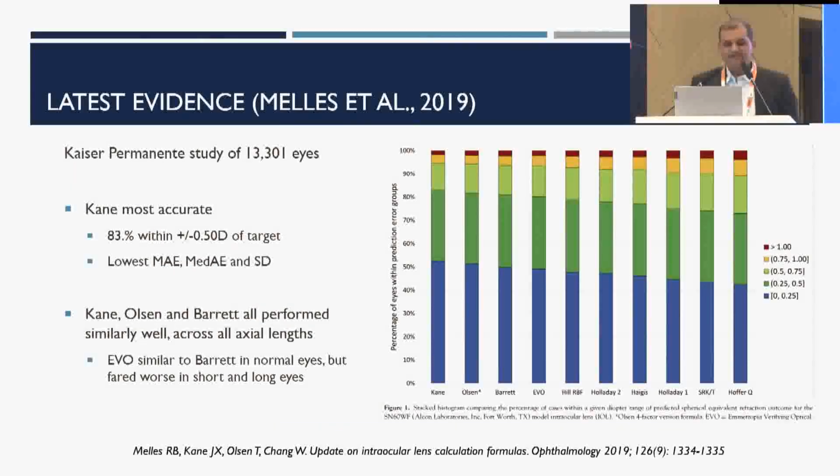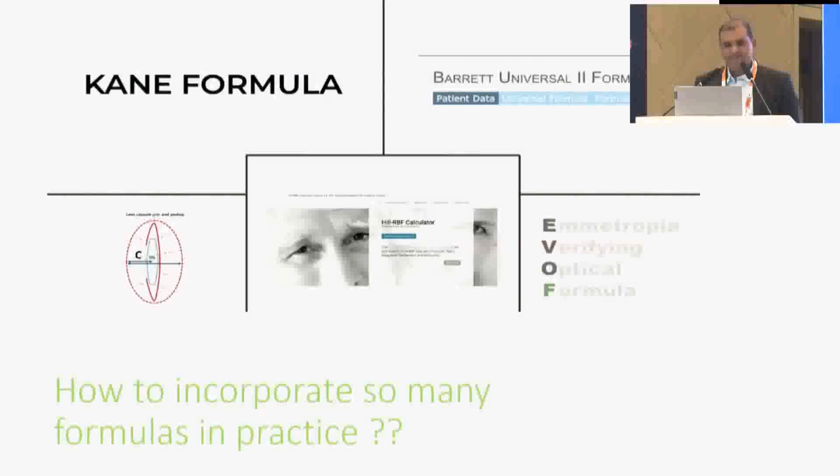The latest evidence is that the CAN is the most accurate. This study was conducted by Melles, and the CAN was considered one of the best formulas. And Olson and Barrett also perform similarly well. So so many formulas are there.